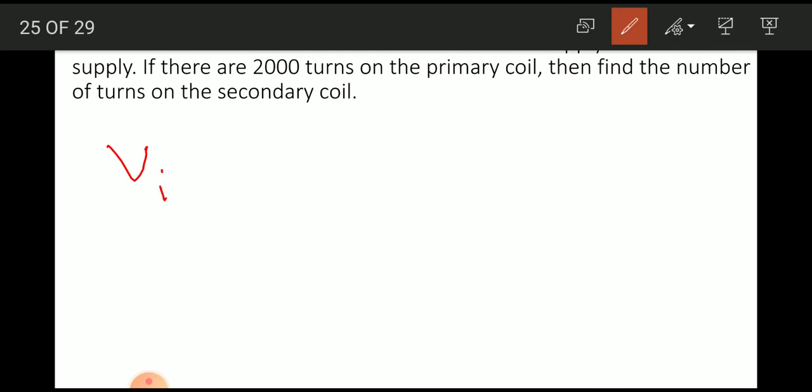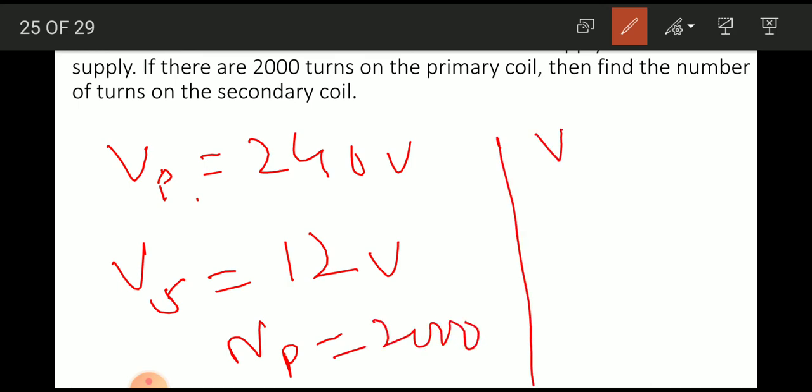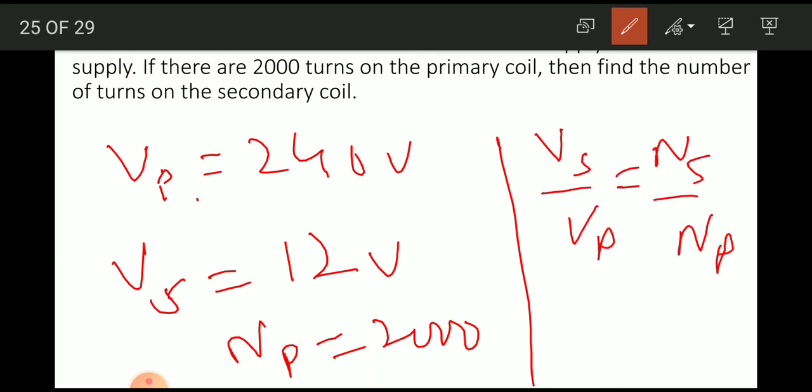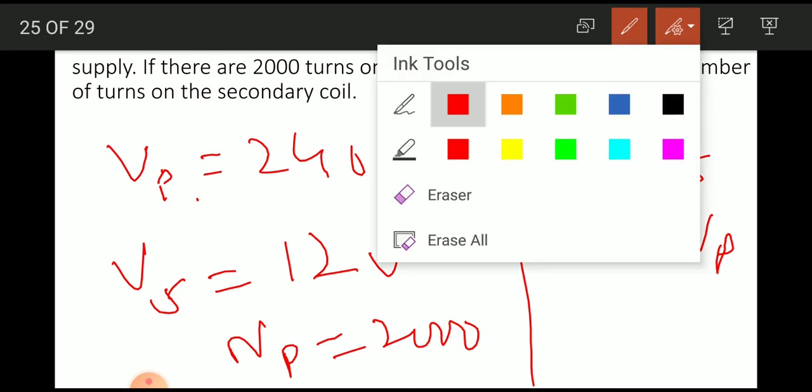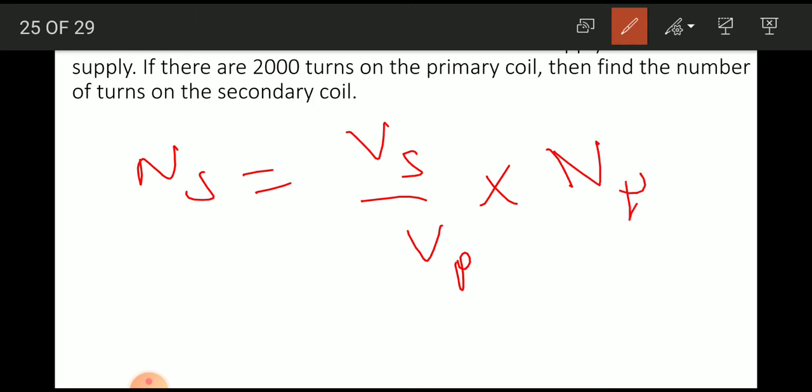Voltage at the input, primary voltage, is equal to 240 volt. Voltage at secondary coil is 12 volt. Number of turns in the secondary coil? If there are 2000 turns on the primary coil, number of turns in the primary coil is equal to 2000. So use the formula Vs divided by Vp is equal to Ns divided by Np. So I will simplify. Ns is equal to Vs divided by Vp multiplied by Np. Do it.